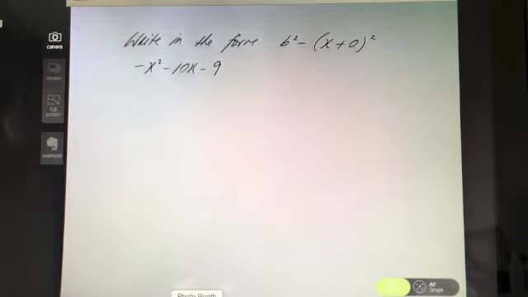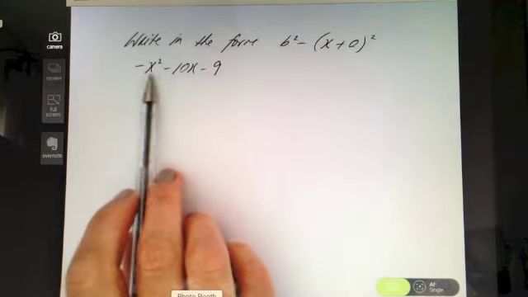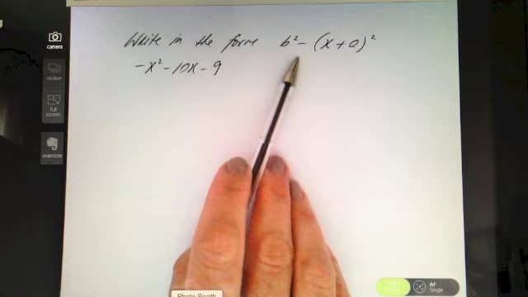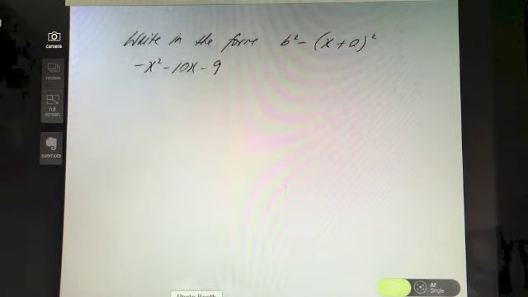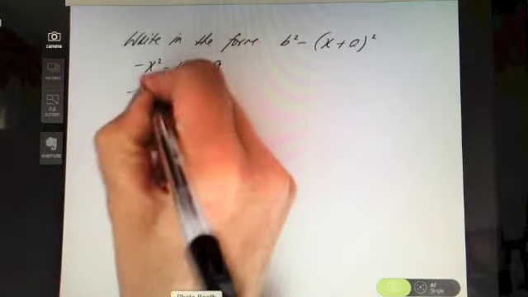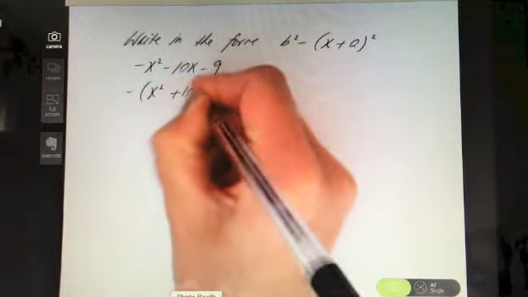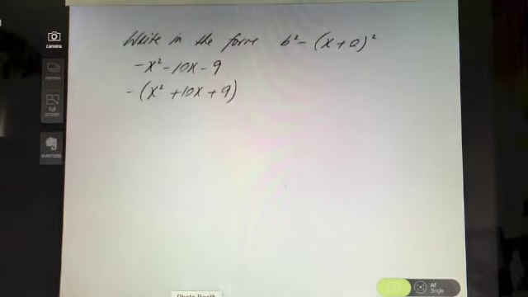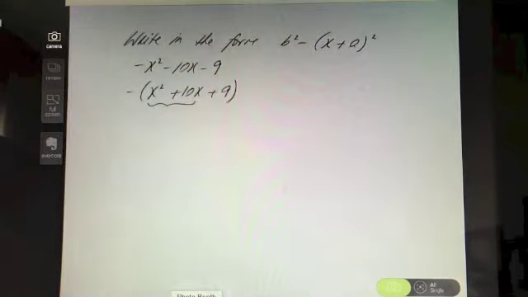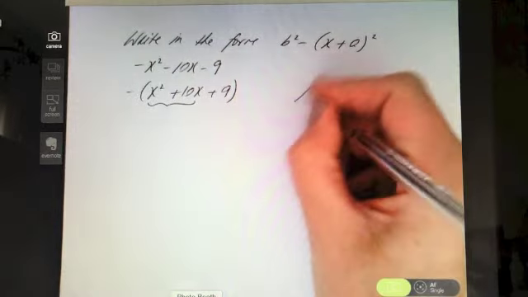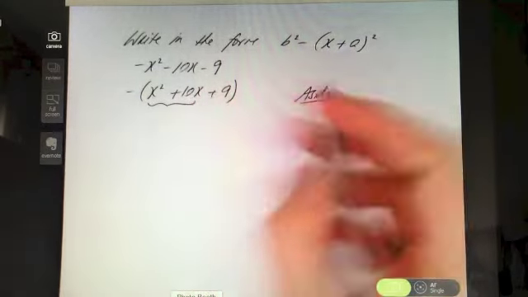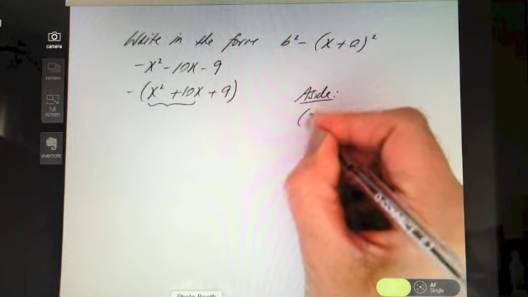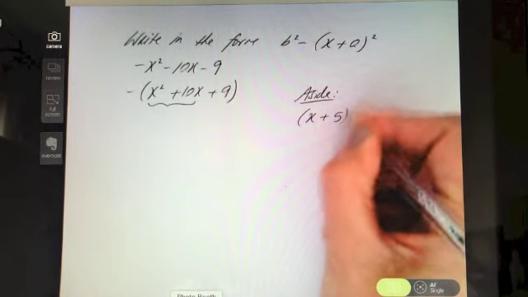Okay, so try this question then. For minus x squared minus 10x minus 9, put it in the form b squared minus x plus a all to be squared. See how you get on with this. Pause the video. Okay, again, we're going to take out the minus, and that will, of course, change the signs here and here. And we're going to look in the brackets here for x squared plus 10x and come over to one side and think what square would give me x squared plus 10x as the first two terms. And the answer, of course, is x plus 5 all to be squared.